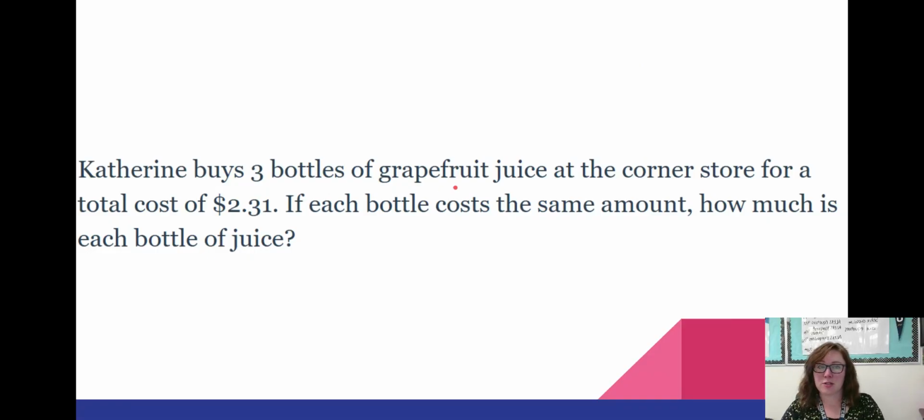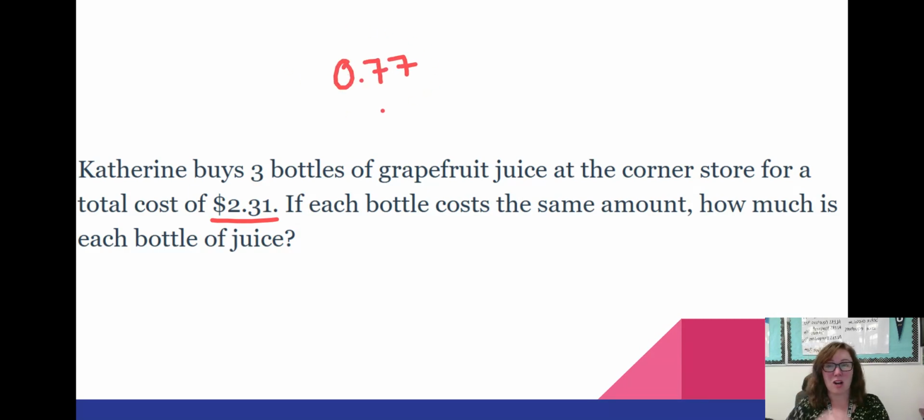Catherine buys 3 bottles of grapefruit juice at the corner store for a total cost of $2.31. If each bottle costs the same amount, how much is each bottle of juice? We're taking our money and splitting it up into 3 parts, right? So 2.31 divided by 3. That means each bottle was 77 cents.